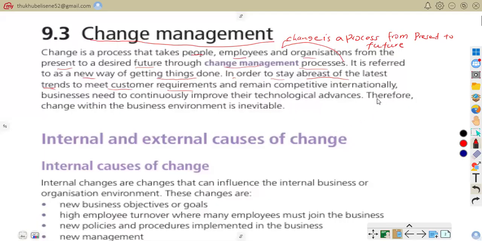Then it lastly says, therefore, change within the business environment is inevitable. Meaning to say, change cannot be avoided in business. We are together on that.